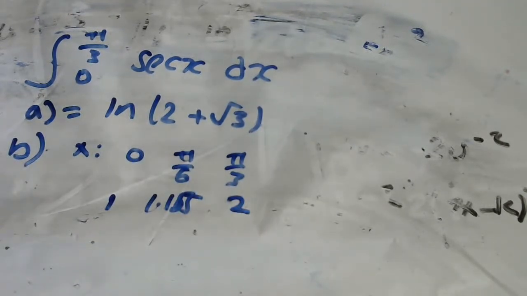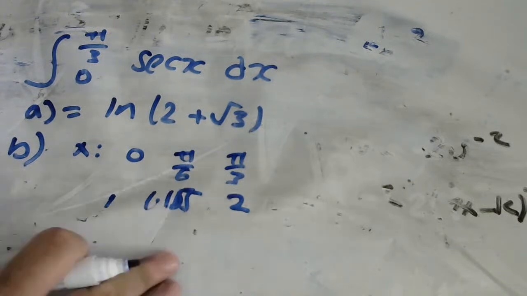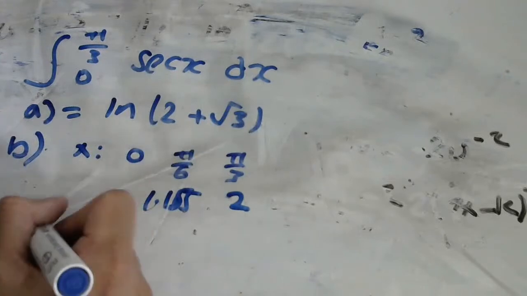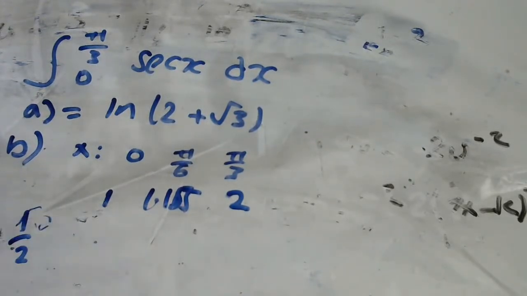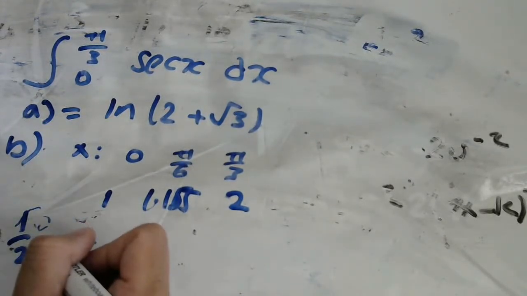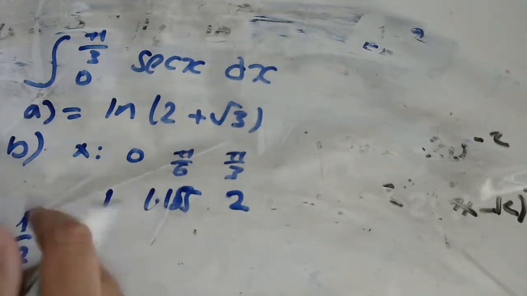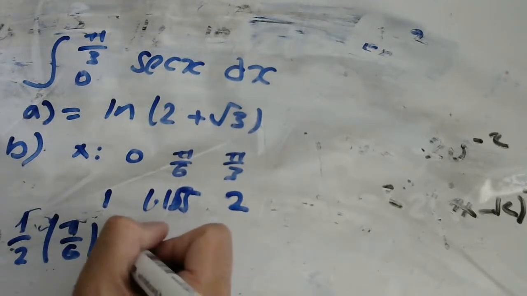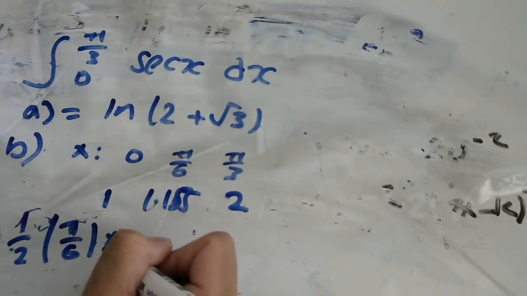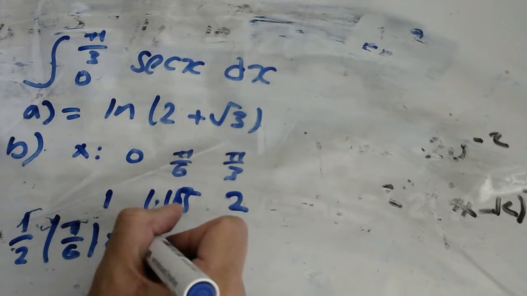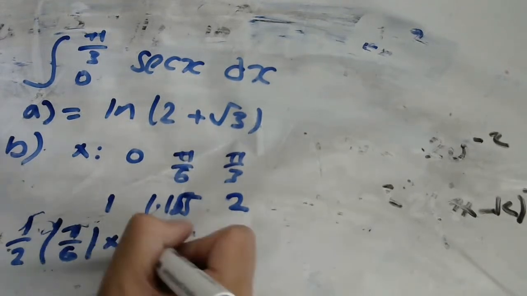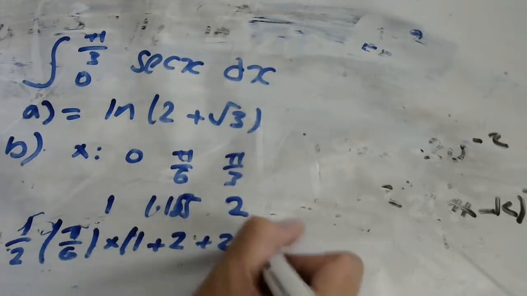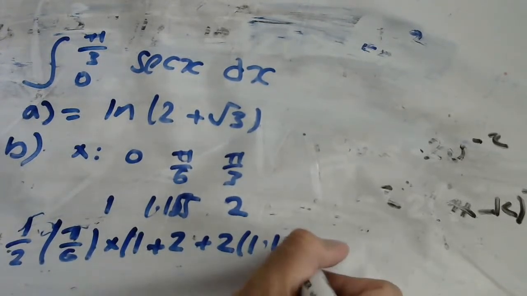All right? Then you plug them into the formula. And the formula is given on the top of the slide. And just to reiterate what it is, it is a half times the gap in between each number. So it's going to be pi over 6 times the first number and the last number and 2 lots of the middle number, because you only got 3 numbers.